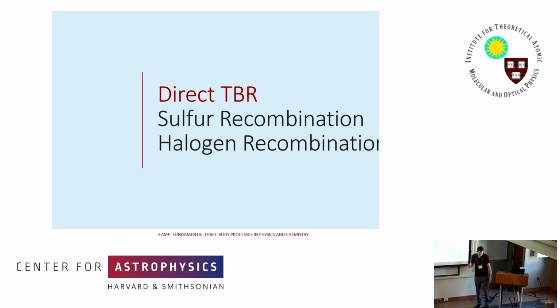This is going to be the structure of my talk. First, I'm going to discuss the method of the direct three-body recombination with classical trajectories. And then I'm going to talk about the sulfur and halogen recombinations.